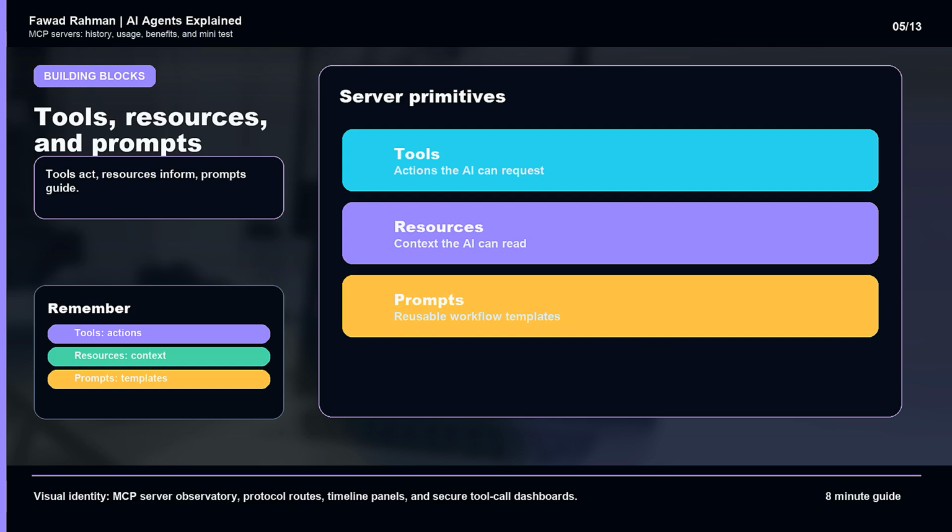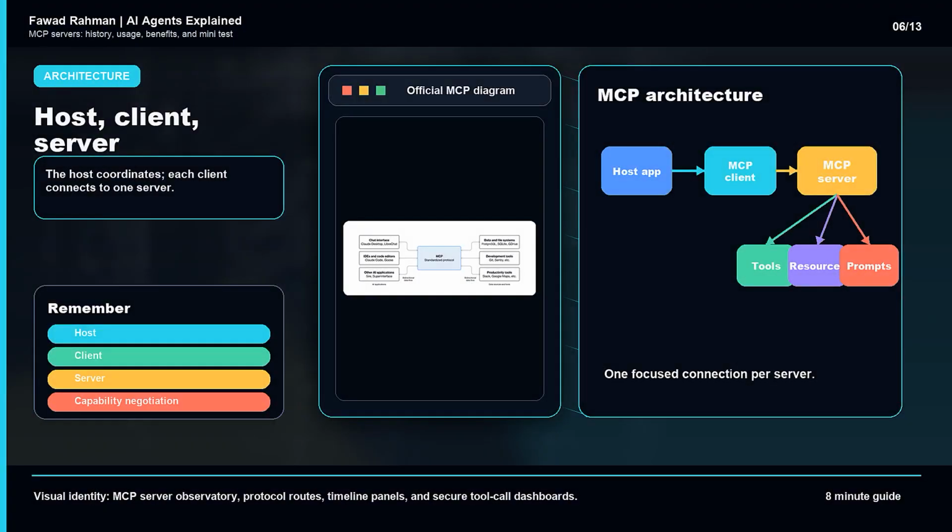MCP uses a host, client, and server architecture. The host is the AI application the user interacts with, such as an IDE, desktop assistant, or chat product. The host creates one MCP client for each connected server. That client maintains the protocol connection, negotiates capabilities, lists available tools, and routes calls.